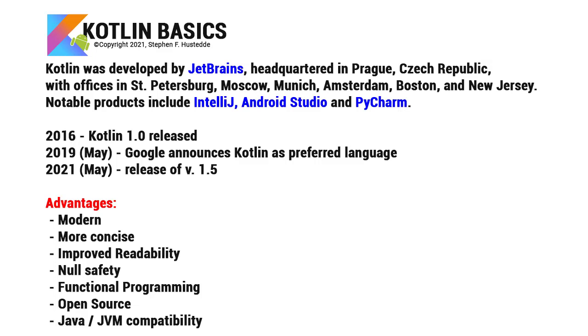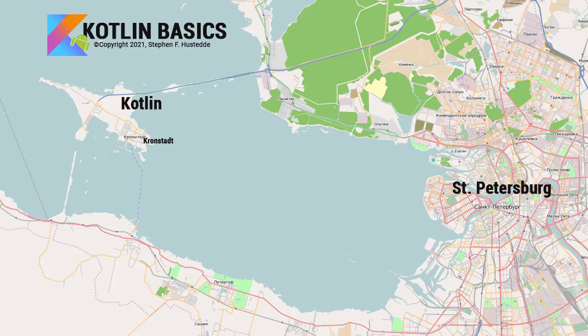There's a popular trend right now in computer science called functional programming, and Kotlin lends itself well to functional programming, much better than Java does. It's open source, and of course it's Java and JVM compatible, which is what the Android operating system is based on. The name comes from an island in the Baltic Sea, about 20 miles west of St. Petersburg, Russia. As I said, JetBrains has offices in St. Petersburg. So they chose Kotlin as the name for this language.